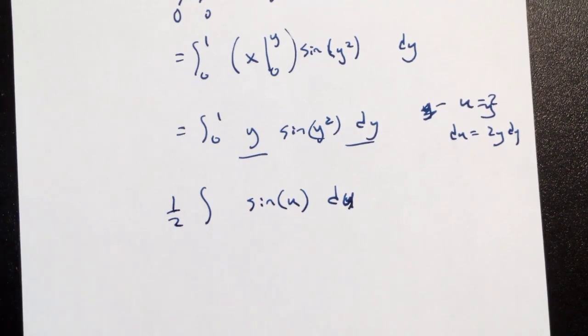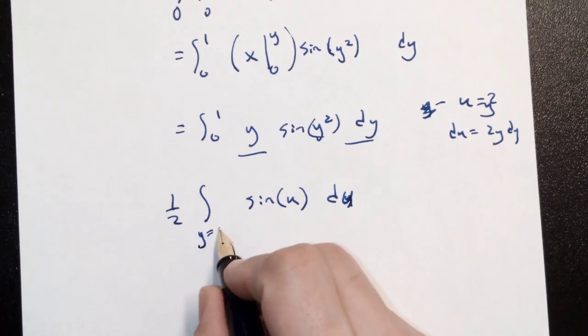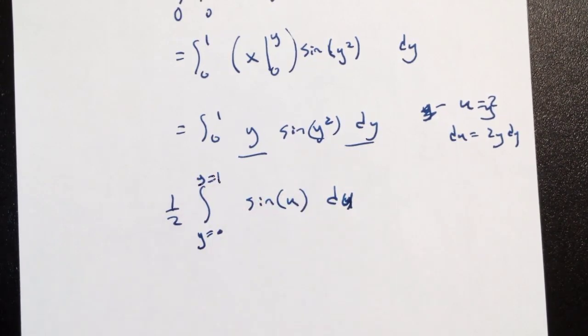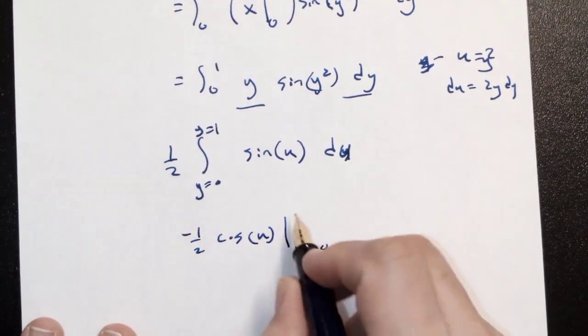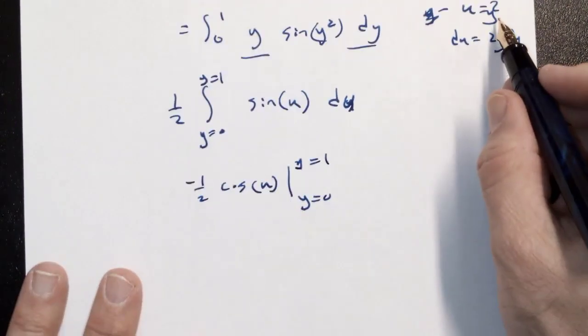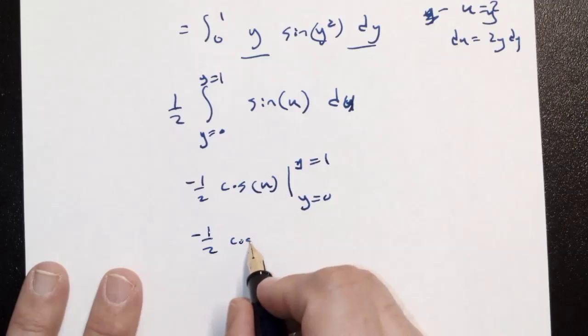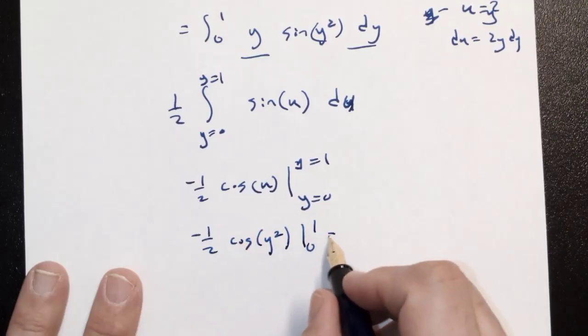You just have to make an executive decision. What are you doing with the numbers? Are you going to change the numbers to u, or are you going to leave the numbers in y? It's completely your call. Then I'm going to write down here, y equals 0 and y equals 1. What's the antiderivative sign? Okay, so I get negative 1/2 cosine of u, y equals 0, y equals 1. I've got to go back: minus 1/2 cosine y squared from 0 to 1.